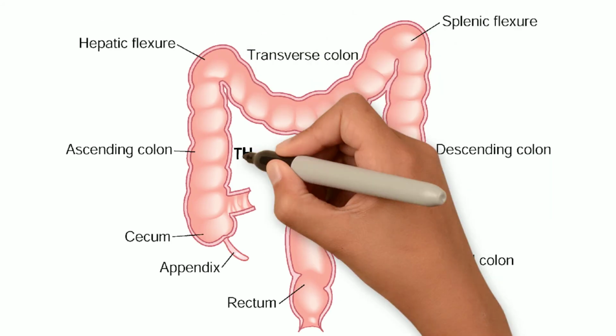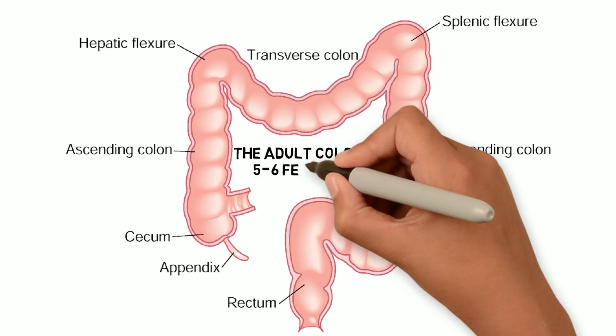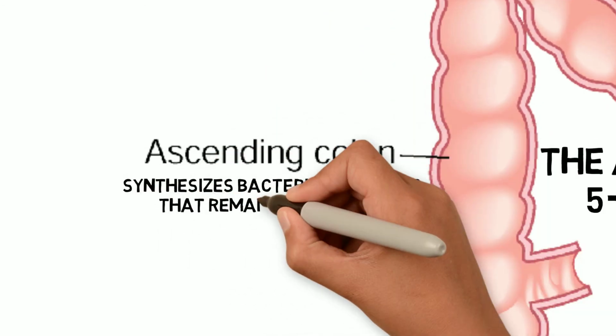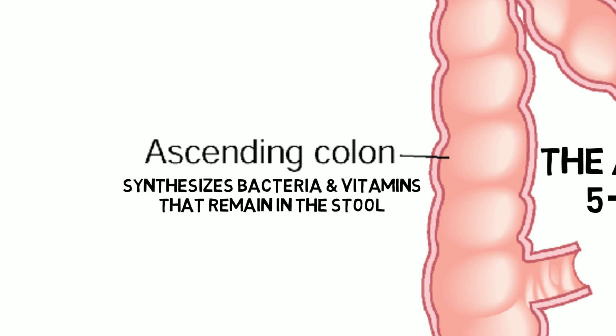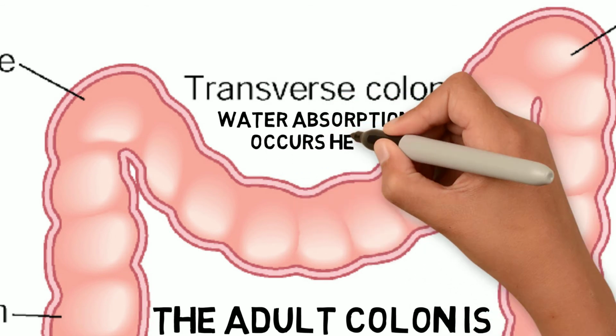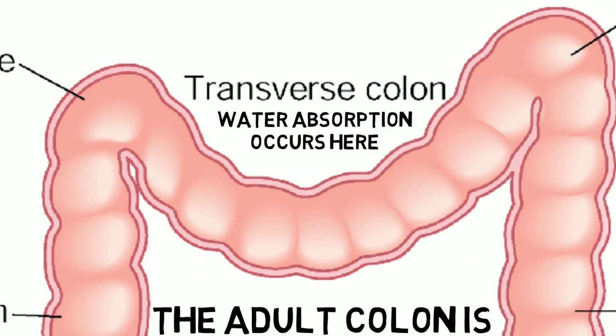The adult colon is about 5 to 6 feet long. It's divided into 4 regions. The ascending colon, which is located on the right side of the body. This portion synthesizes bacteria and vitamins that remain in the stool. Transverse colon, located between the ascending and descending colon. It crosses the abdominal cavity and runs right to left. This is the largest part of the colon.